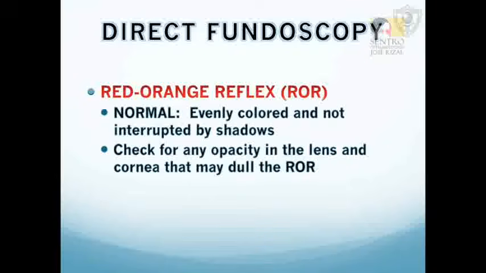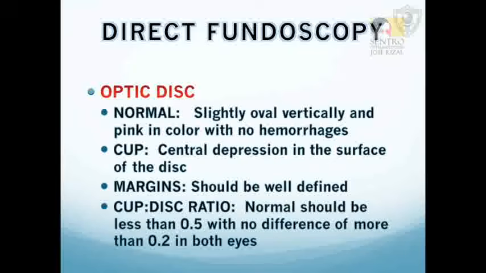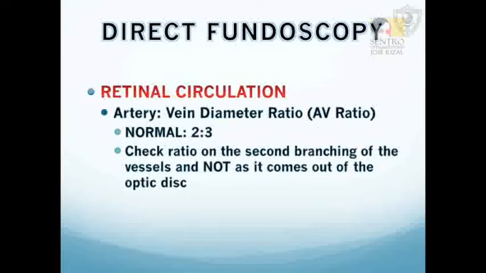The normal red-orange reflex is evenly colored and not interrupted by shadows. Check for any opacity in the lens and cornea that may dull the ROR. The normal optic disc is slightly oval vertically and pink in color, without hemorrhages. The cup is the central depression in the surface of the disc. The margins should be well defined, and the cup disc ratio should be less than 0.5, with no difference of more than 0.2 between both eyes.